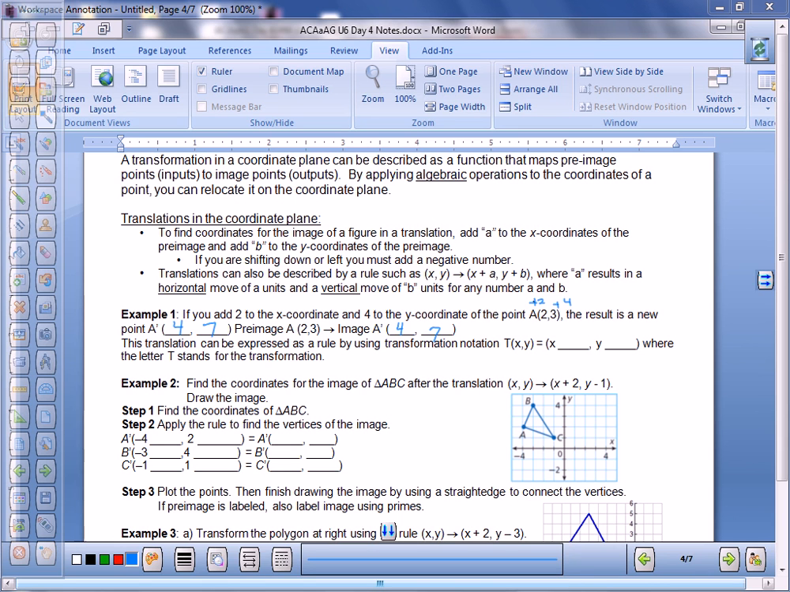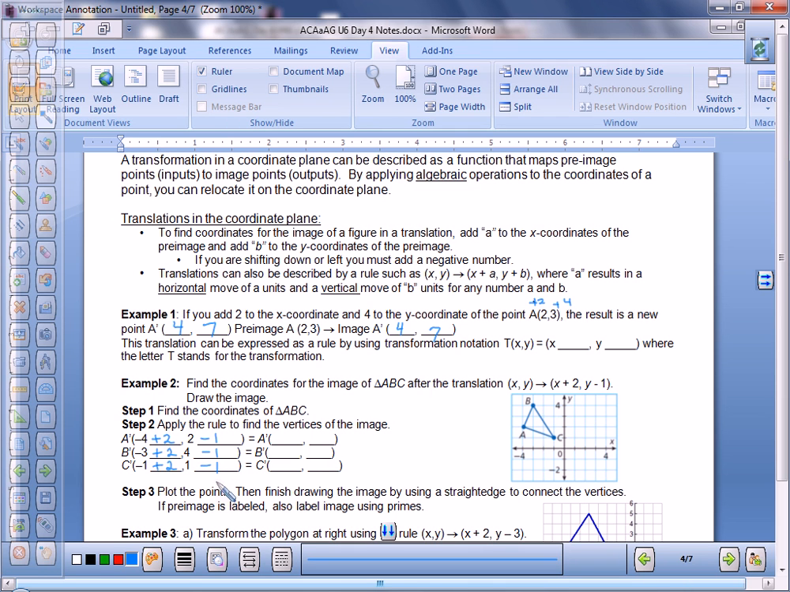All right, example 2. Find the coordinates of the image of triangle ABC after a translation where our rule says take the pre-image (x, y) and translate it by adding 2 to our x and -1 to our y. To find A prime, B prime, and C prime, we take every x value and add 2 to it. And to get our y's, we take every y value and subtract 1 from it.